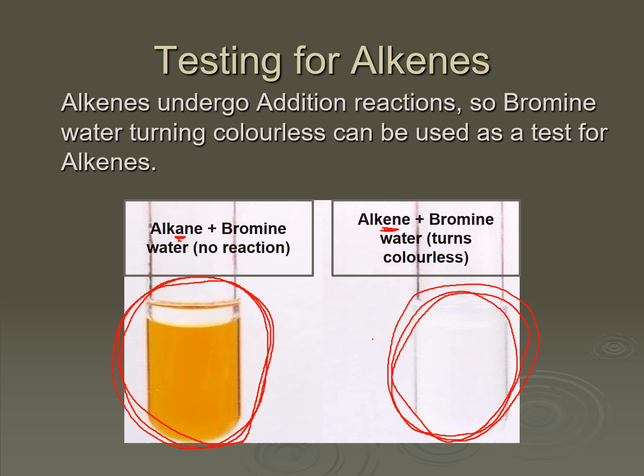That's important. We don't say clear, because clear just means you can see through it, it doesn't comment on the colour. And we tend to say orange is the colour, so orange to colourless in the presence of alkenes.